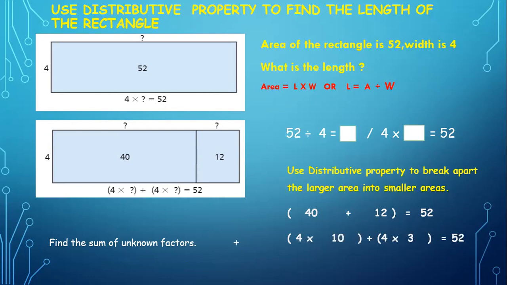Now take the common number, that is 4. You can take it out, or you can say 4 times 13 equals 52, or 52 divided by 4 equals 13. That is the sum of the unknown factors. 10 plus 3 is 13. So the length of the rectangle will be 13 and width is 4. So 4 times 13 you get 52, or 52 divided by 4 equals 13.